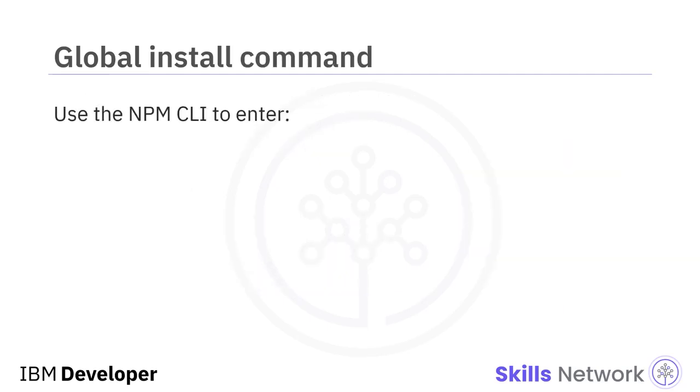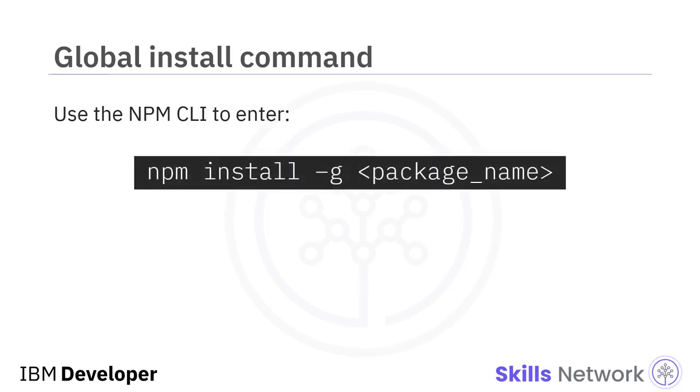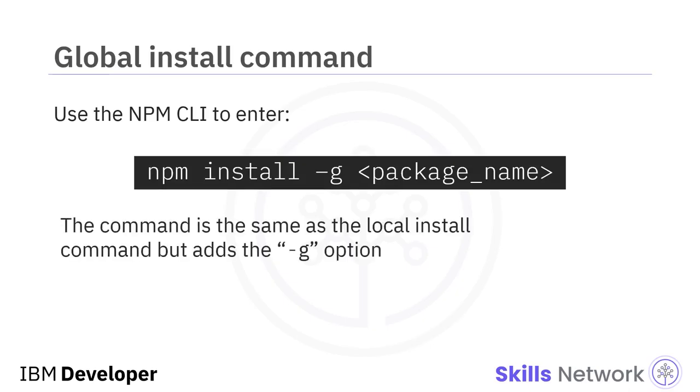To install Node modules so the package can be accessed by any application on the machine, which means they are installed globally, use the command npm install -g package name in the command line interface. It is the same command as the local install command, but adds the -g option.